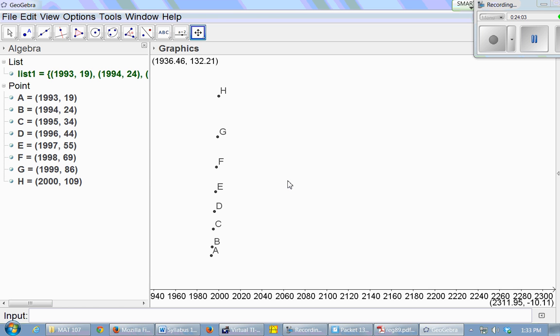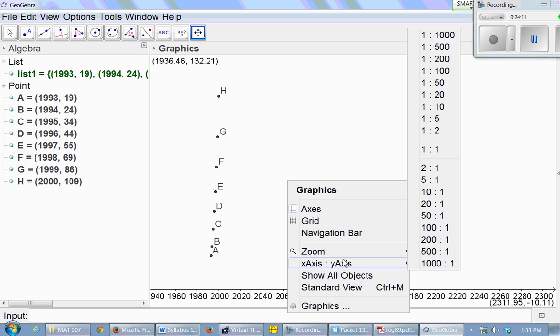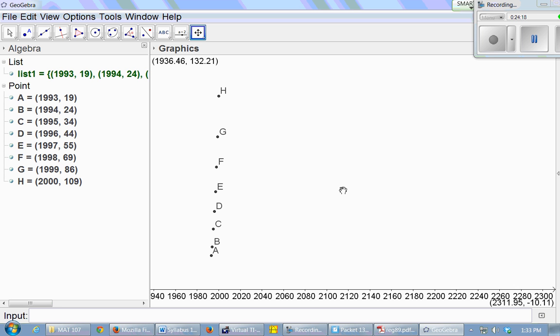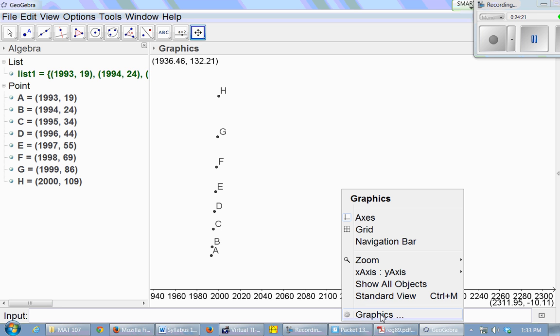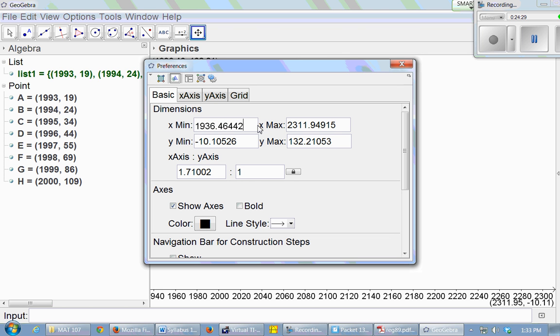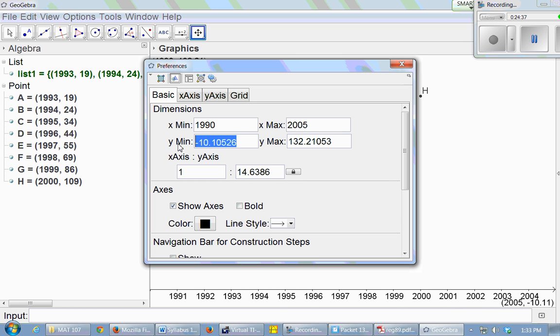Yeah. So I think if you right click and choose, I don't want to just do zoom because that'll change everything. Oh, I got it. I can change it manually. There we go. I can change it manually here too. So my smallest X value is 1993, so I'm going to do like 1990. And my biggest one's 2000, I'll do 2005. I right clicked on the graph and chose, I can't remember.